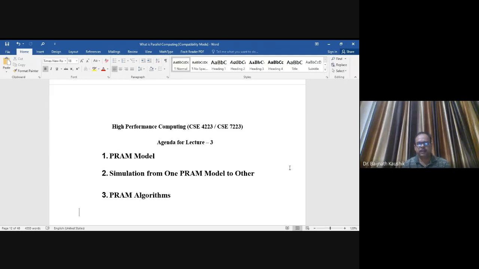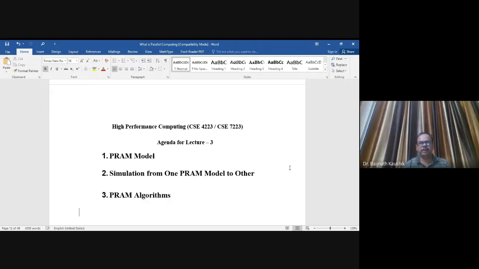And in the third topic, I will give you a brief on PRAM algorithms. And in the next lecture, I will give some examples of PRAM algorithms. So before going to the PRAM algorithm or parallel algorithm, I will give you a brief about some of the constructs that are used in writing PRAM algorithms.